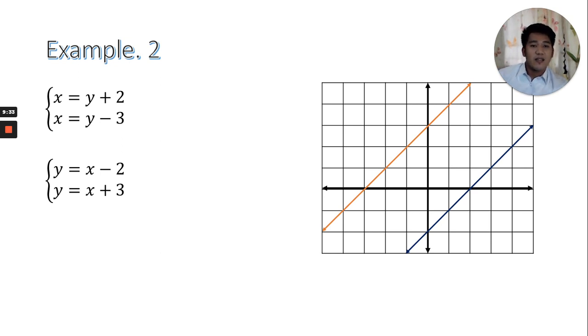Next, what will be the solution? Sir, there is no point of intersection, so there is no solution. Very good. There is no solution to this system of linear equations in two variables. Okay, you may just write no solution. Okay, let's move to the second way of solving.